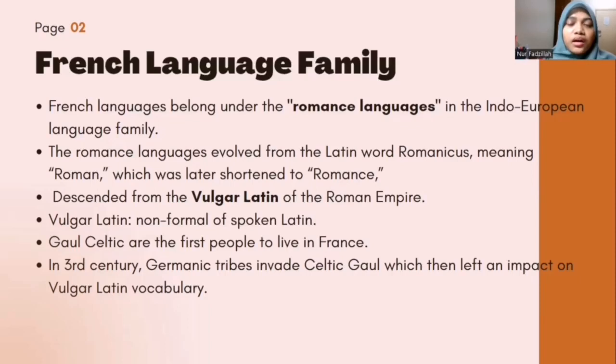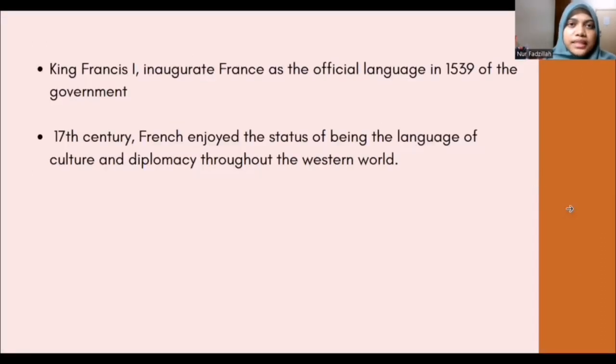In France, the Gaul Celtic people are known as the first people who lived in France. But in the 3rd century, the Germanic tribes tried to invade the Celtic Gaul people, and it left an impact on the vocabulary of the region's Vulgar Latin. King Francis I also announced that French would be used as the official language for government use in 1593.